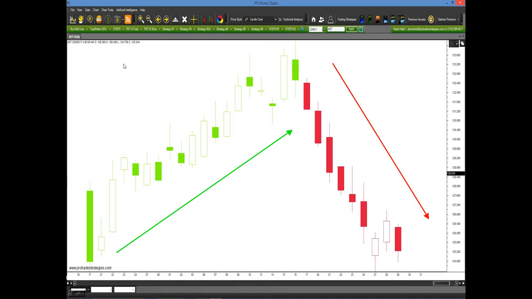Now, a series of green bars equals an uptrend. A series of red bars equals a downtrend. So now, instead of thinking that we're in an uptrend somewhere up here, we knew well in advance, way down here, that we were in an uptrend. We already had a series of green bars. And on top of that, well before we had turned around, we knew with a series of red bars that we were in a downtrend. So it gave us plenty of time to get out.